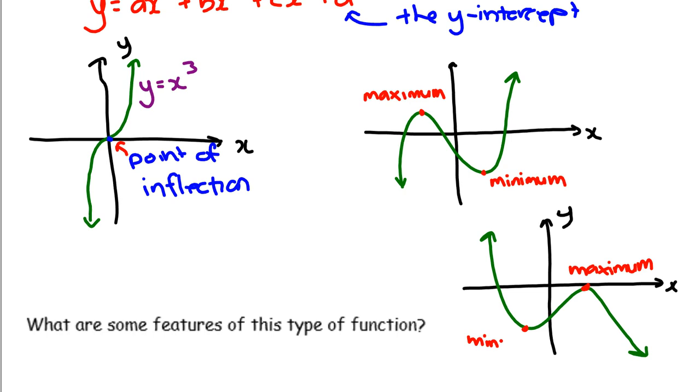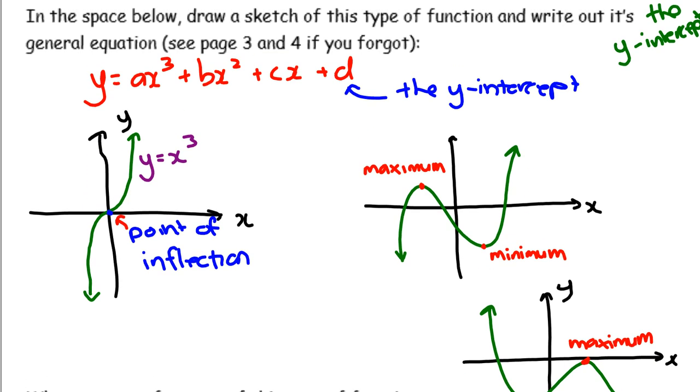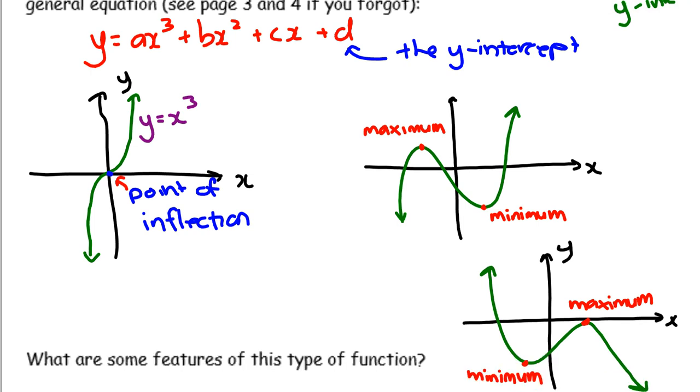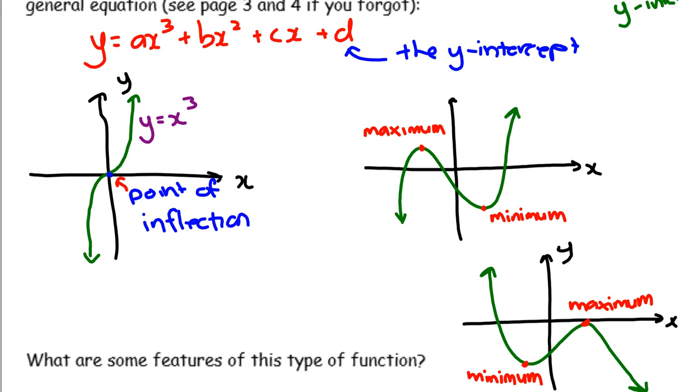When you have values of b and c that are not 0 in that general equation, that's when you tend to get these more roller coaster looking ones. Whereas when you've just got x cubed plus a number, or x cubed minus a number, you get the first form where you've got the point of inflection instead.